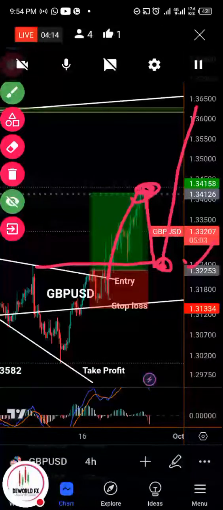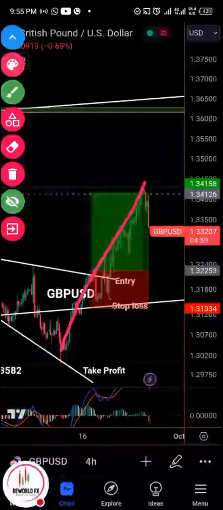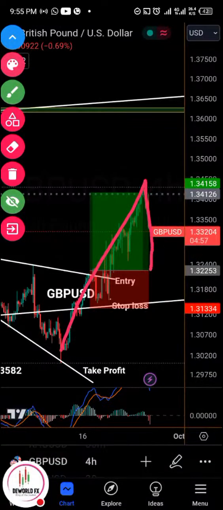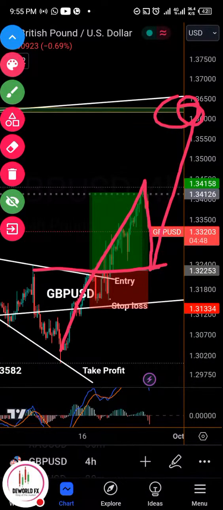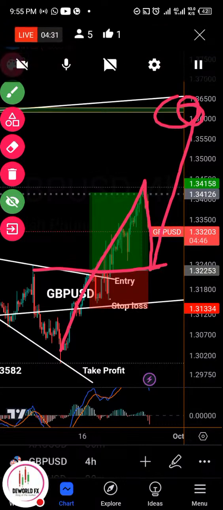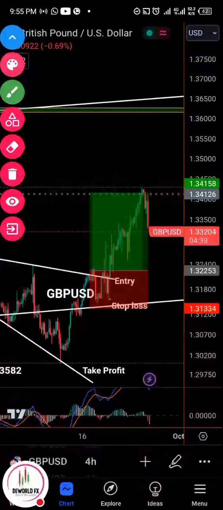If we use the FIB tool, we will know that if this pushed from here to here, it should come back at least 50% or 61.8%, which is around this zone, then continue the uptrend to this area. That is exactly what I am looking at. I'll come back to this analysis for those who will be joining us later.